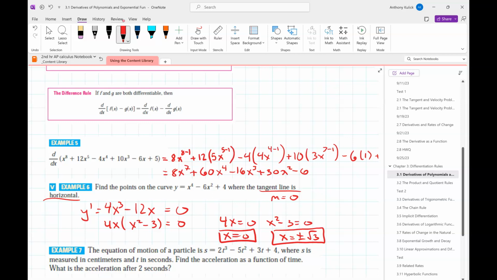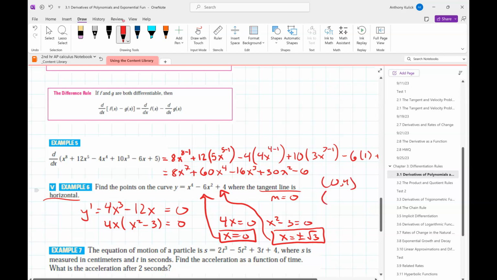And I suppose if you wanted to, then you could find the corresponding y values by plugging those back through. It asks to find the points. Where would I have to plug those x's back into? The original. Well, it says find the points. Oh, so it wants the y to go with the x. Okay, so then you have to plug it into that. So I'd have 0, 4. And when I plug square root 3 in, I get 9 minus 18, that's negative 9, plus 4 is negative 5. And I get the same thing when I plug in the negative.